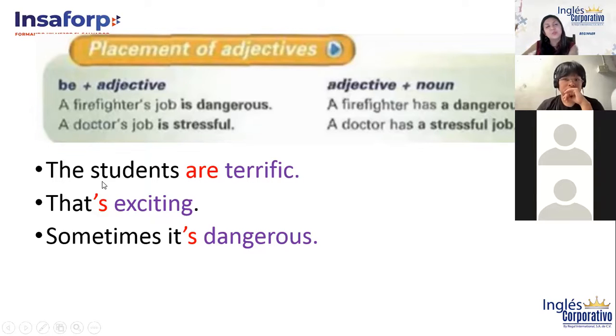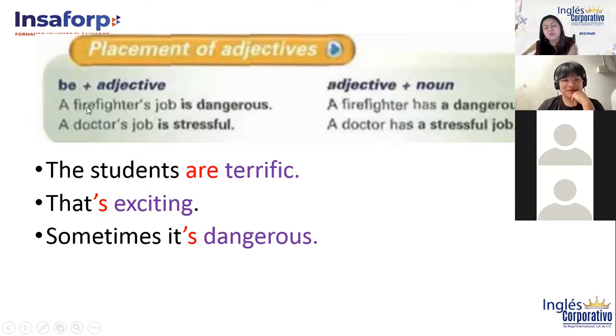The examples. The students are terrific. That's exciting. Sometimes it's dangerous. Si se fijan, aquí tenemos el verbo to be, dependiendo si es plural o singular. Plural are, singular is, y tenemos los adjectives terrific, exciting, and dangerous. The students are terrific, that is exciting, and sometimes it's dangerous. Los estudiantes son muy buenos, ¿verdad? Terrific. That's exciting, es emocionante. O algunas veces es peligroso.